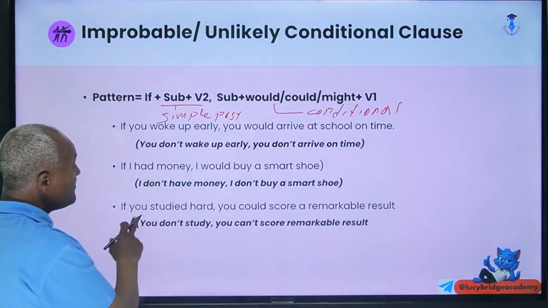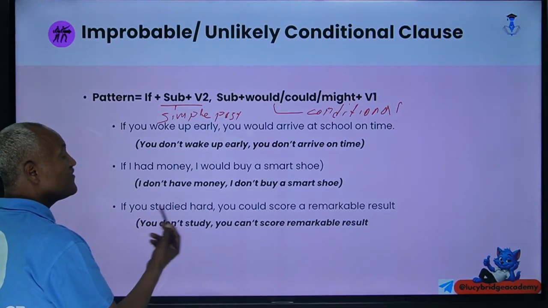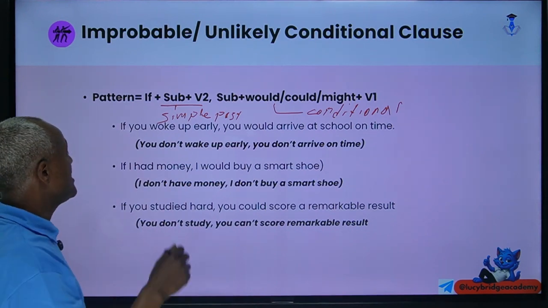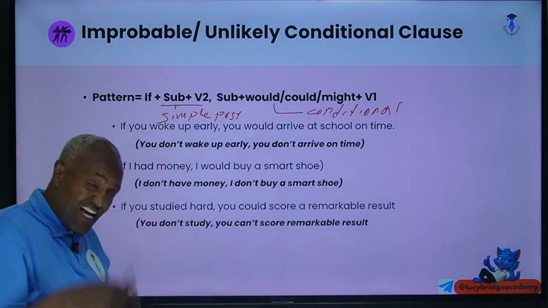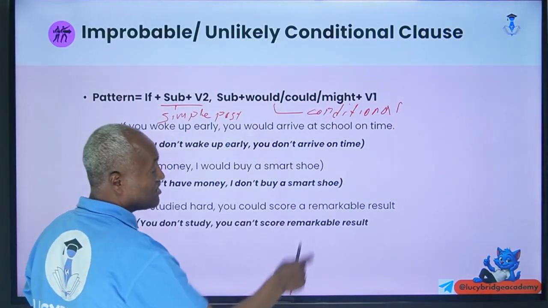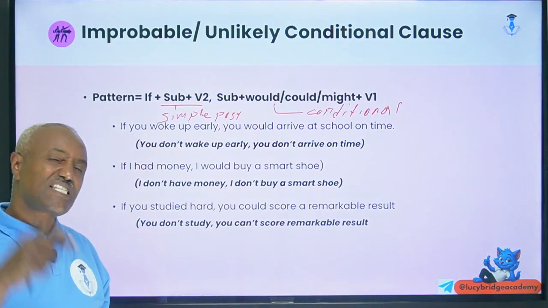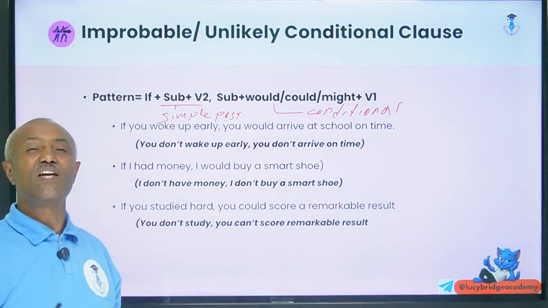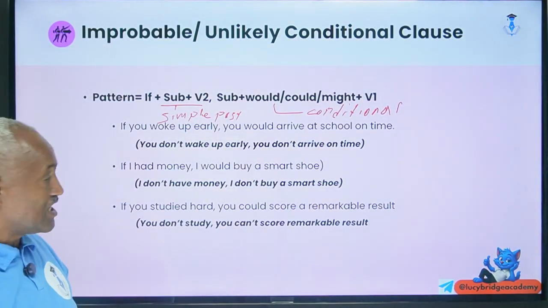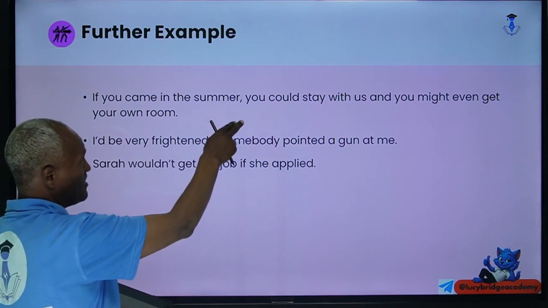Have you seen? If you studied hard, you could score a remarkable result. Look here, if you studied hard means the person, this is a present unfulfilled action. Don't forget that. If we say if you studied hard, at that present time, that person doesn't study. That means you don't study, you can't score a remarkable result. This is the meaning, yes. So when we want to state that something is not fulfilled at the present time, then we use the improbable, or else unlikely, conditional clause.